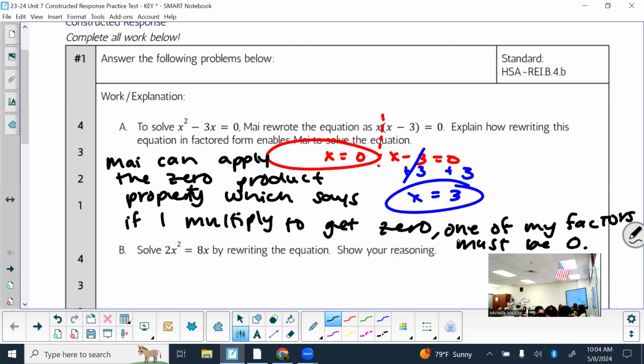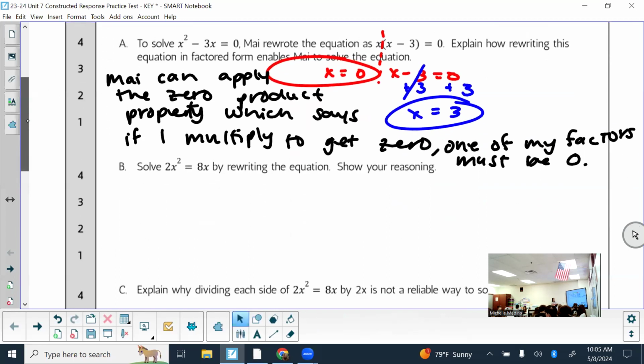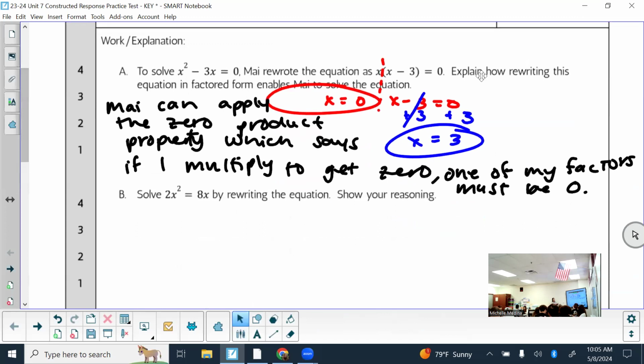Yes. Questions on that? But you wanted more, right? Like the rest of it? Okay. So for part B of this, it says solve 2x squared equals 8x by rewriting the equation. So kind of like we did up here. Rewrite it into factor form.